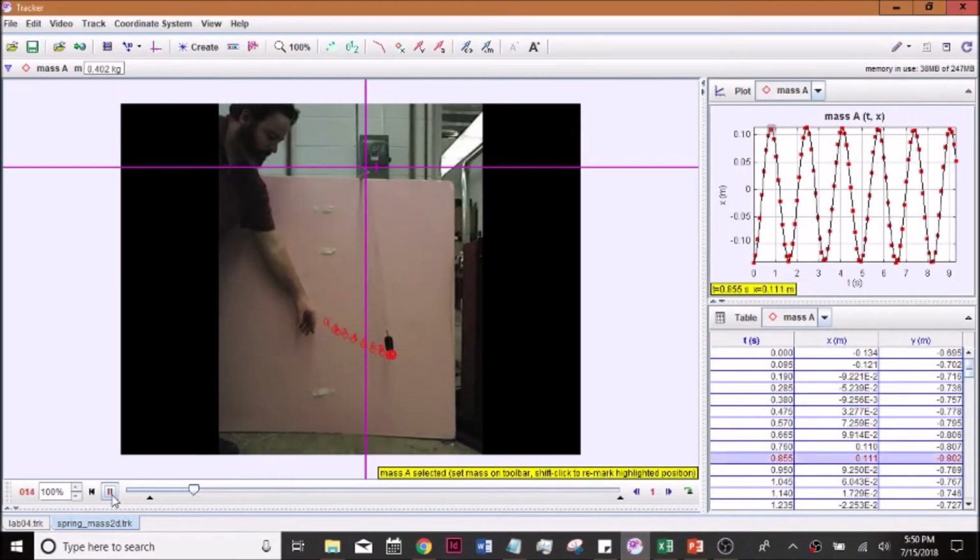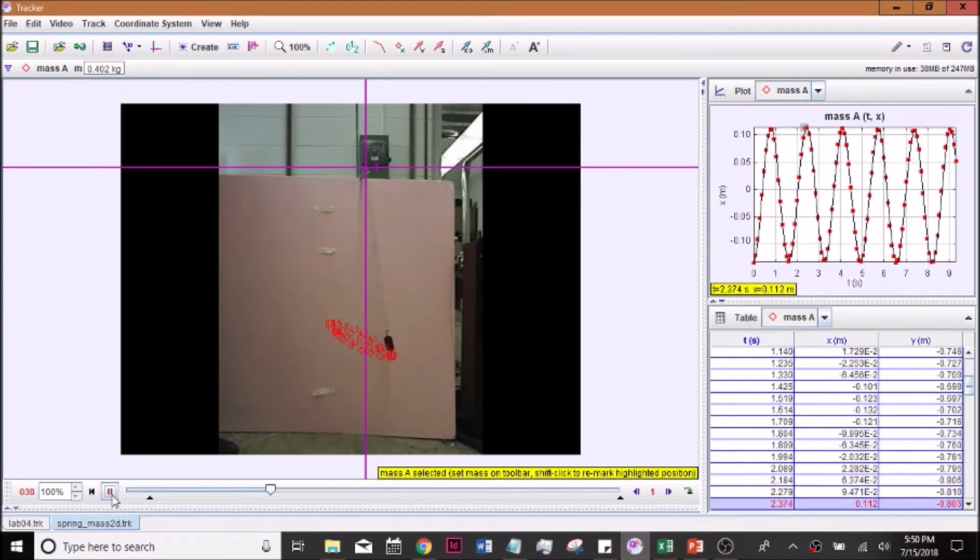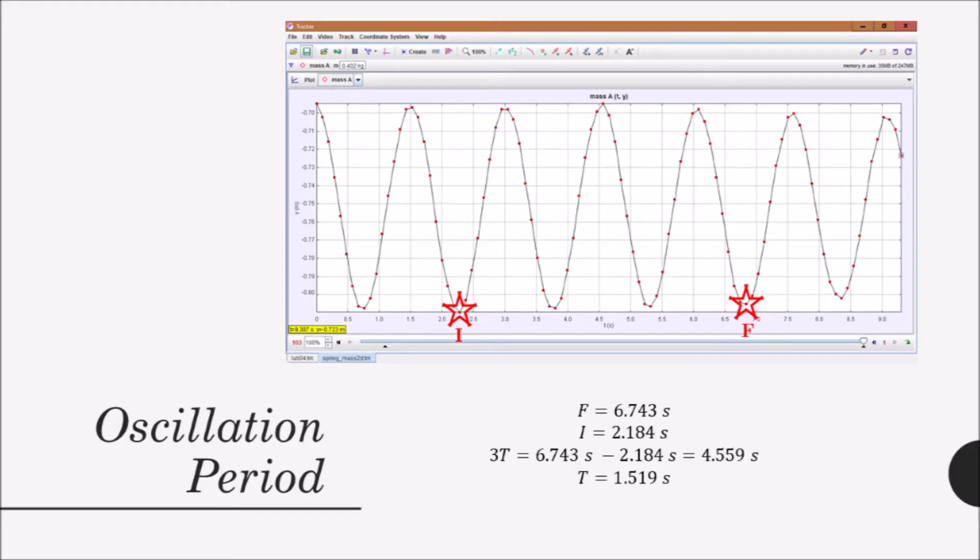In Tracker, I set the origin to be the fixed anchor point with the negative y direction pointing straight down. After plotting each point in the motion of the mass spring system, I copied the x and y coordinate data into a CSV file for later use. In order to find the period, or T, of the mass's oscillation, we must subtract the time from the initial point from the time from the final point and divide the result by 3. This will give us the average of the period for these three oscillations, which is 1.519 seconds.